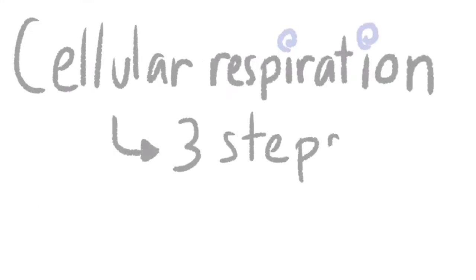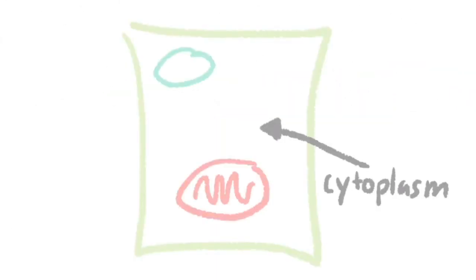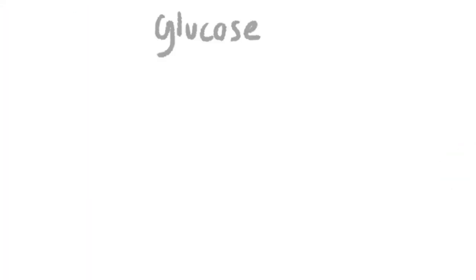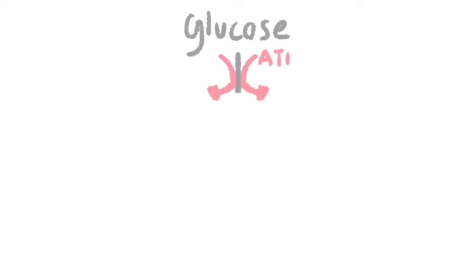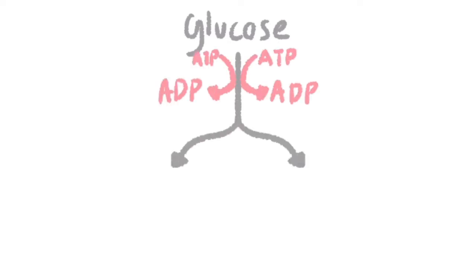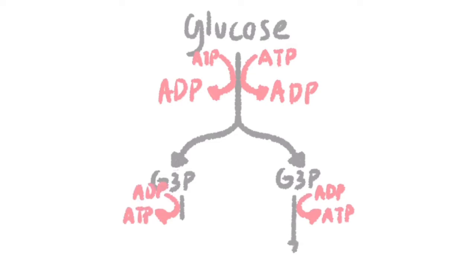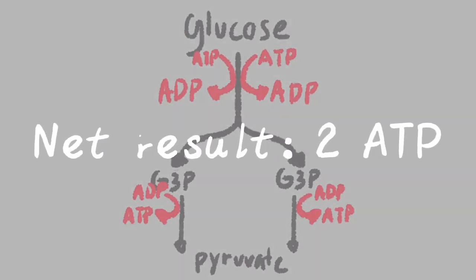Cellular respiration has 3 steps. The first one is glycolysis, which takes place in the cytoplasm, this empty nothingness. Well, glycolysis uses the glucose made from photosynthesis and makes it into pyruvate using ATP. Basically, glycolysis is using energy to make more energy, because ATP is energy, and they're using that energy to make more ATP. And after all of that, we end up with the net result of 2 ATP.